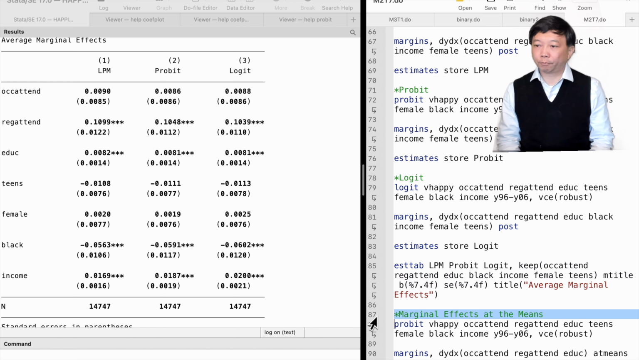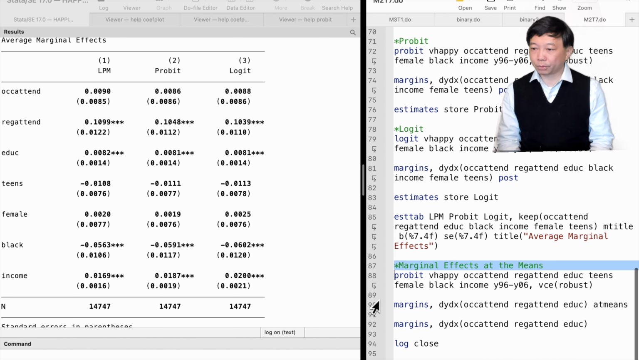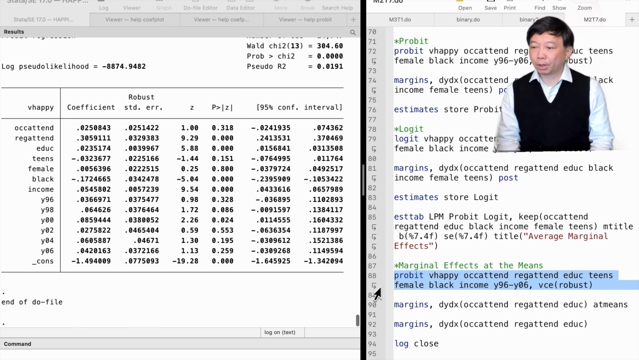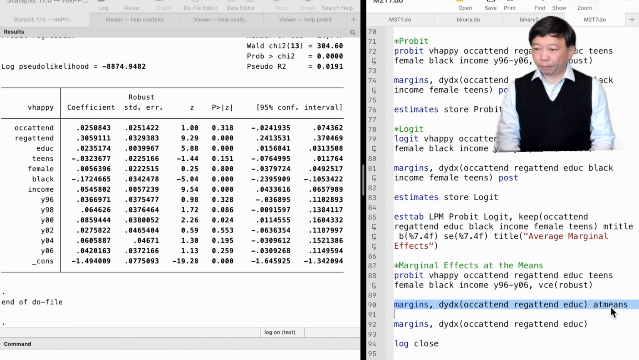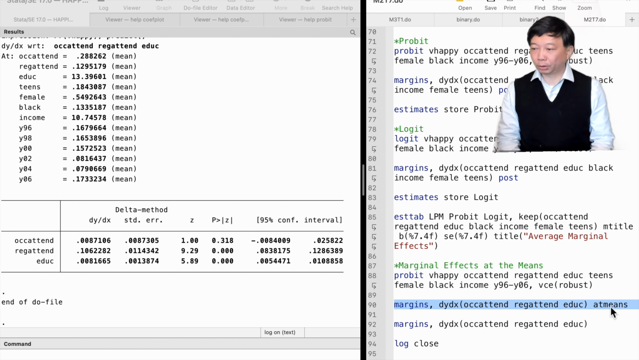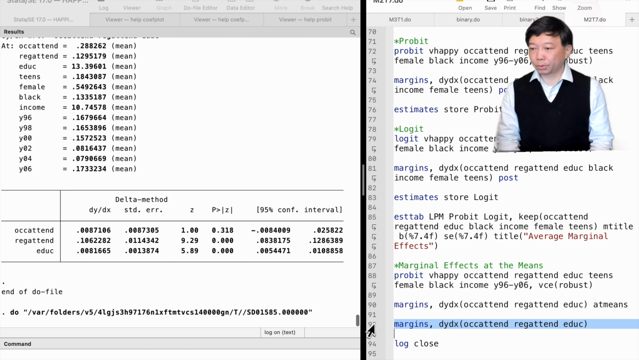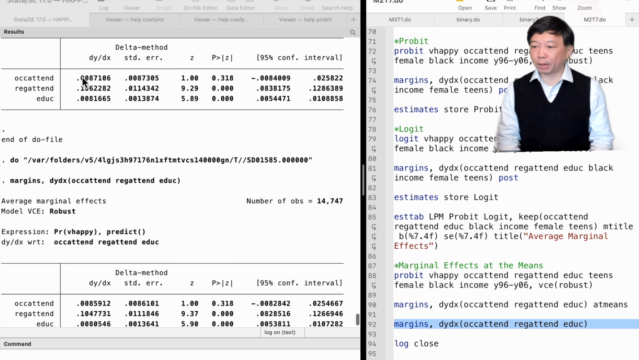Keep in mind that for Probit and Logit models, the marginal effects are different at different points due to the nonlinear transformation from the explanatory variables to the outcome variable. To calculate the second type of marginal effect, the marginal effect at the mean values of the explanatory variables, we use the atmeans option. The marginal effects at the sample means for the Probit and Logit models are close to the average marginal effects.